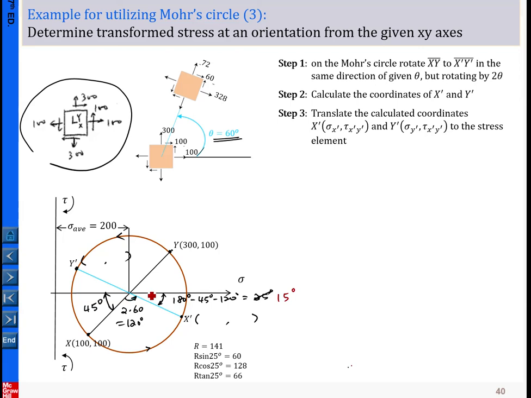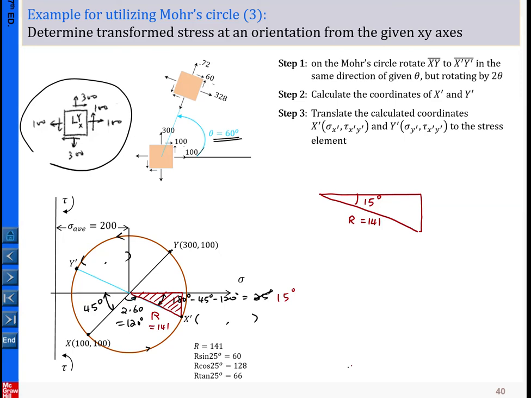Now for this triangle here, this angle is 15 degrees. Let me pick out this triangle for us to determine the coordinates. We know the radius; this side is our radius. The radius equals 141, if you remember. Let me highlight here; larger will be easier for us to determine. So r equals 141, and we determined this is 15 degrees.